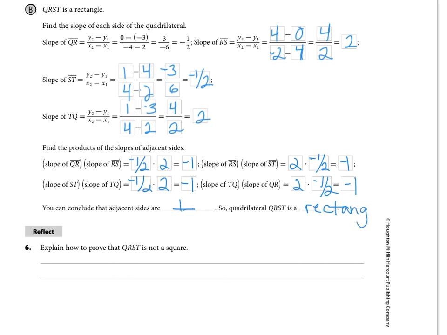So those two pieces, A and B together, determining that the diagonals were congruent and that adjacent sides were perpendicular, means that we have a rectangle. Sometimes in these videos we may need to combine a couple of different formulas together, and you're going to see that as we head towards our assessment at the end of this week.